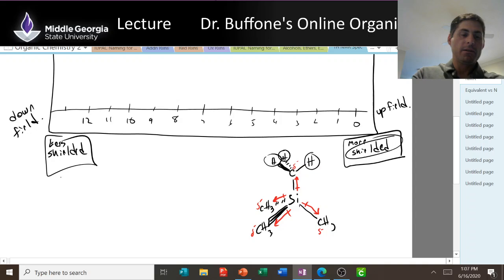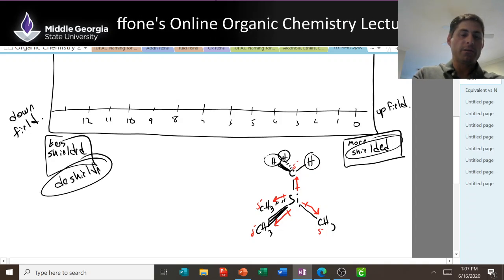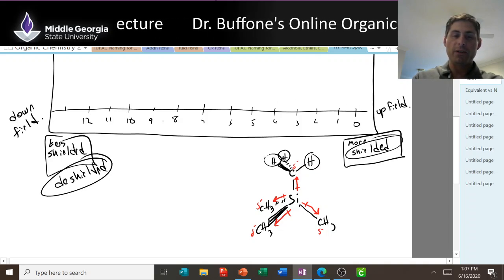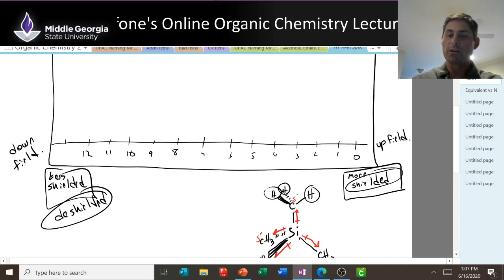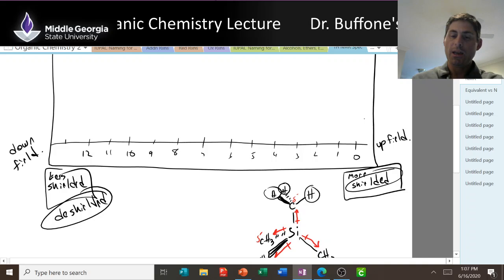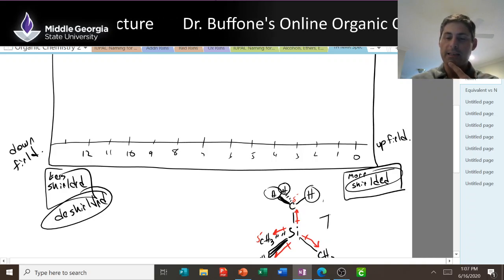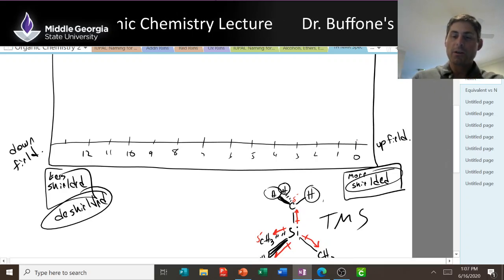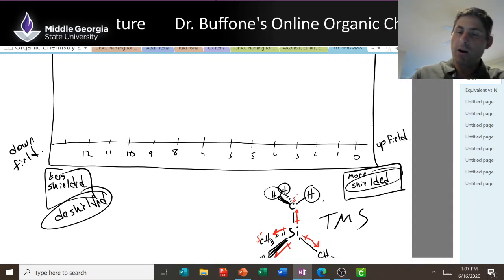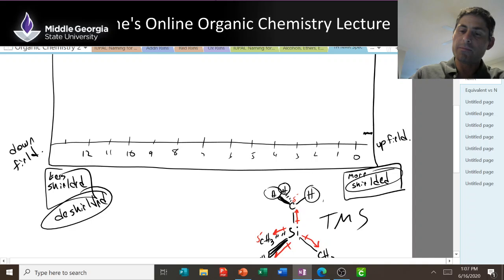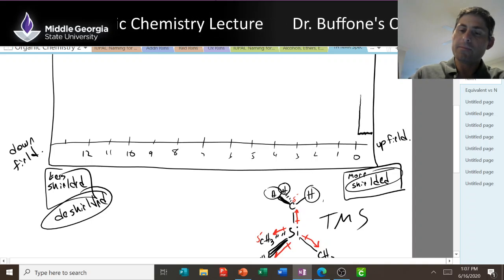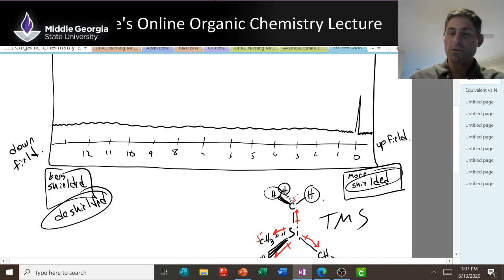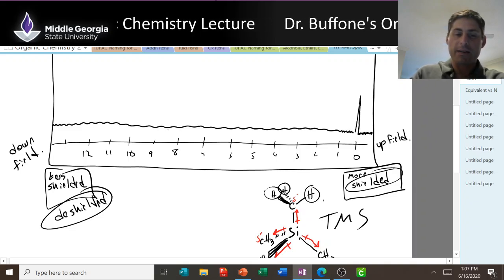So shielded, de-shielded is pretty much the words we're going to use. So protons that are de-shielded go downfield in the NMR spectrum. Protons that are shielded are more upfield in the NMR spectrum. If you have something like the protons that you have in TMS, these guys, right, are going to be shielded. So what you're going to get is, in the NMR, a spectrum, and there are going to be signals that come out of this baseline.